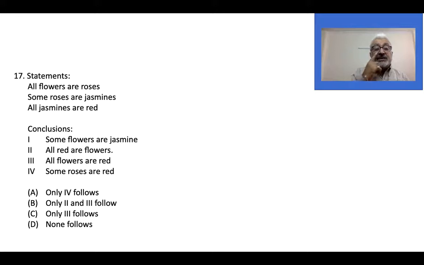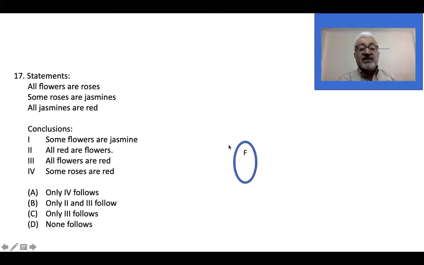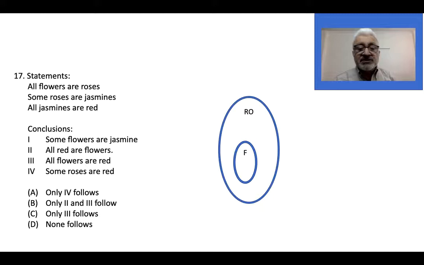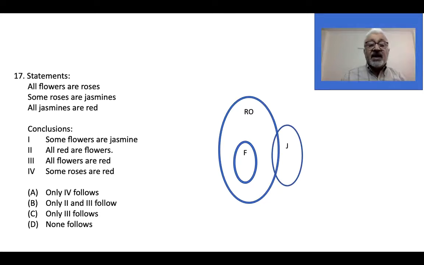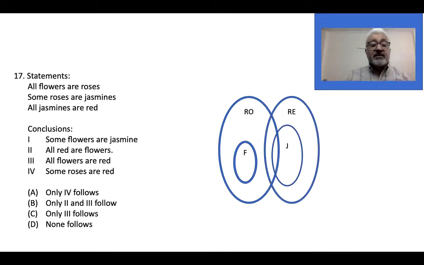Moving on now to question number 17. It is talking about all flowers are roses. So flowers are inside roses. Then it says some roses are jasmine. So we are showing jasmines also. Some roses are jasmines. And it says all jasmines are red. All right. So then it says some flowers are jasmine.